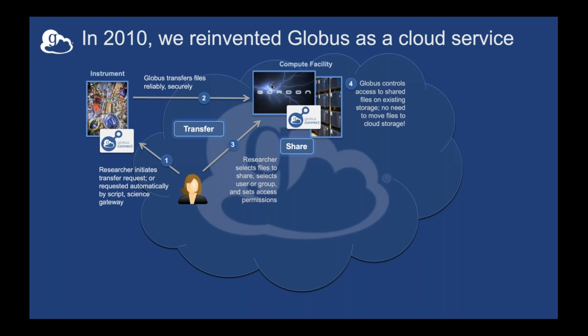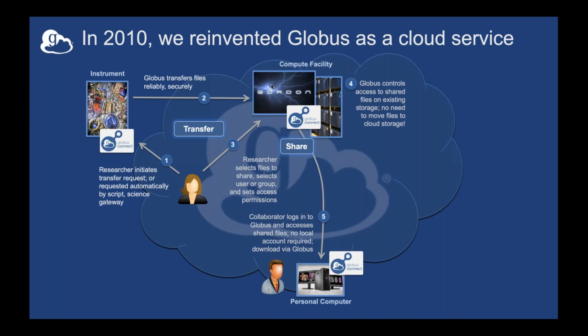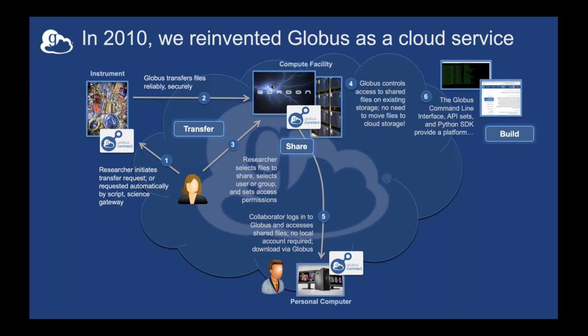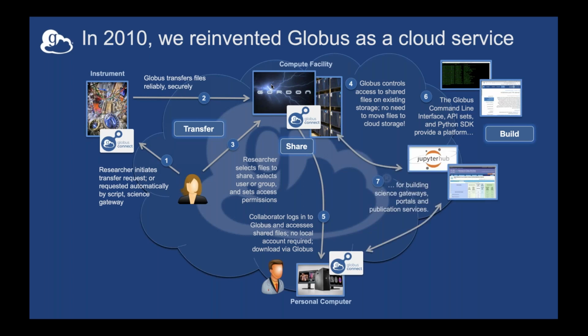Globus then controls access to the shared files on those storage. So those data could be on an Amazon S3 store, on your local compute cluster, on a national facility. Globus handles them all in the same way. A collaborator can then log in and access those data in the same way as you do, without needing accounts on those systems.